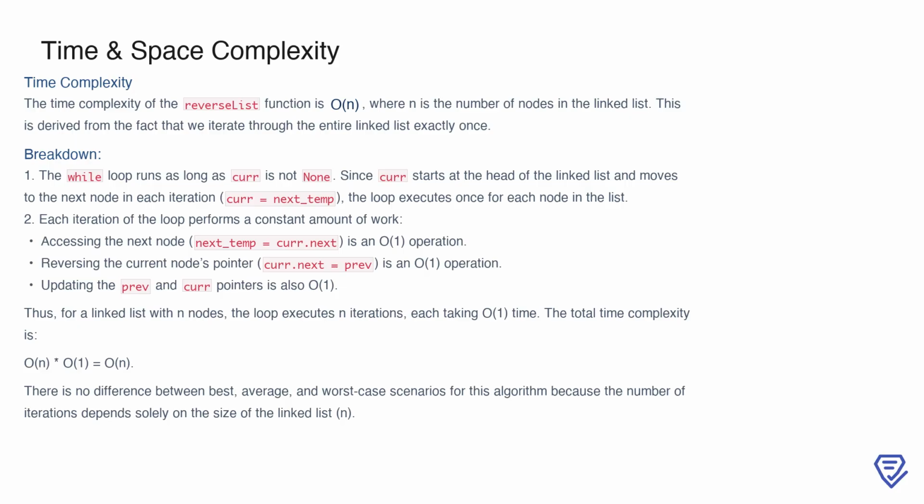Inside the loop, we execute 3 primary operations: accessing the next node, reversing the current node's pointer, and updating the previous and cur pointers. Each of these operations is O(1). Since we execute these operations n times, once for each node, the total time complexity is O(n). Importantly, this runtime does not change based on the input structure, it solely depends on the size of the linked list, making it consistent across best, average, and worst case scenarios.